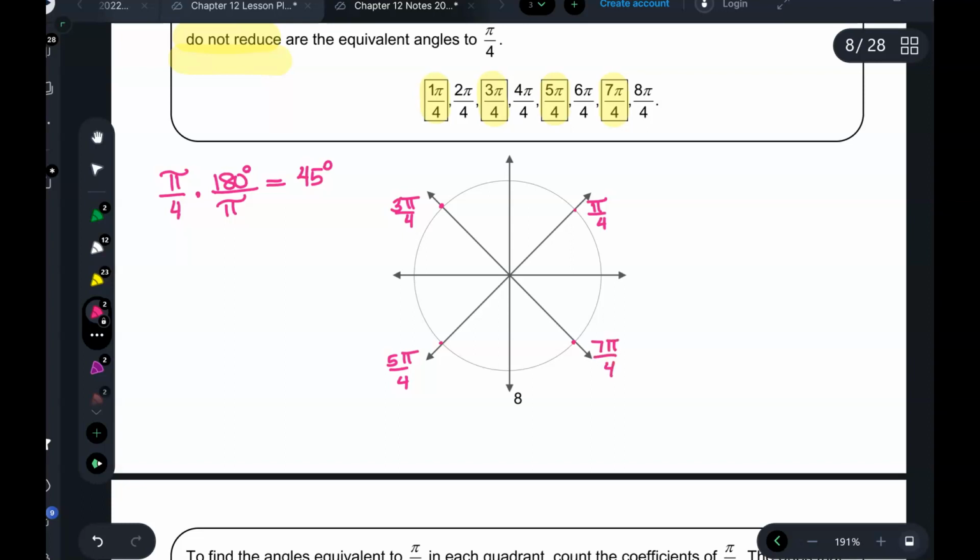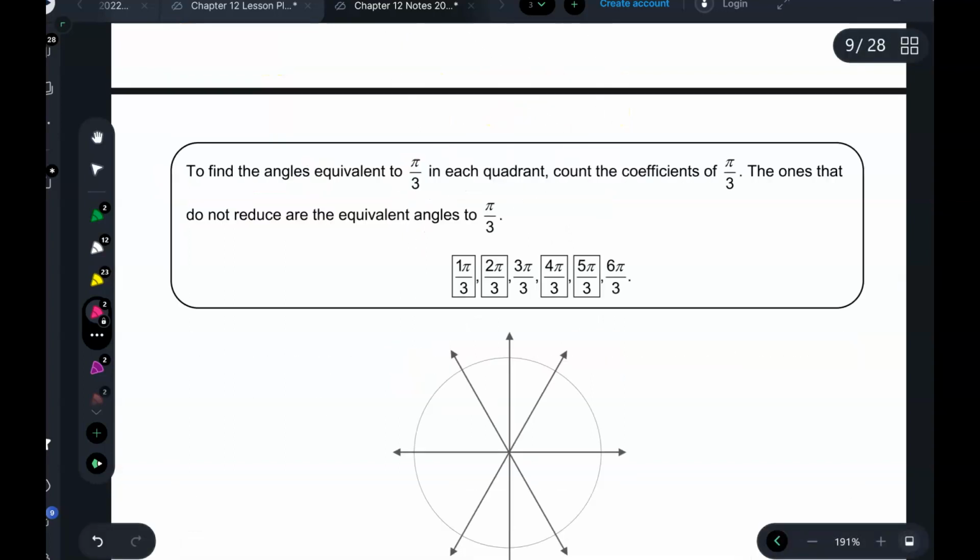Now you can also think of this in terms of mixed numbers. What's 5 over 4 as a mixed number? 1 and a fourth. So where's pi? Pi is right here, right? Halfway around. So 1 and a fourth pi is the same thing as 5/4 pi.